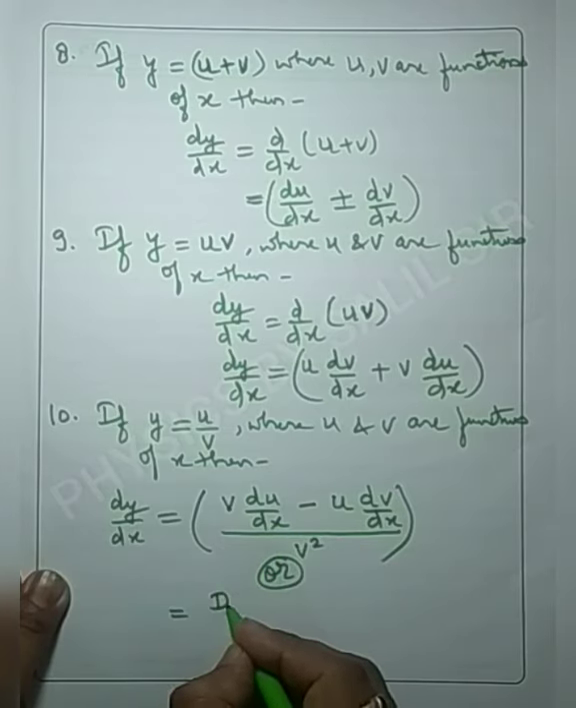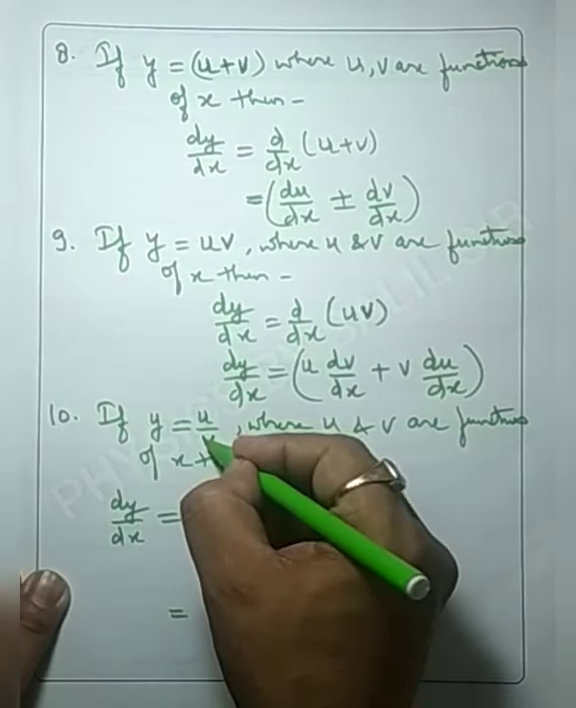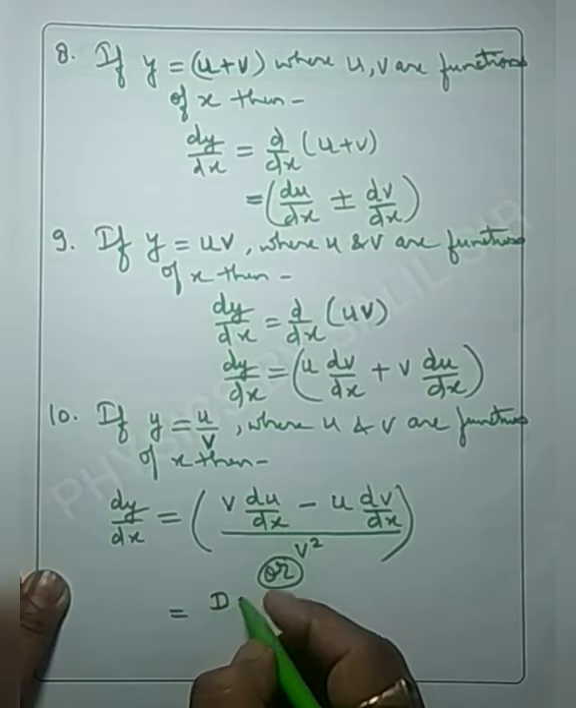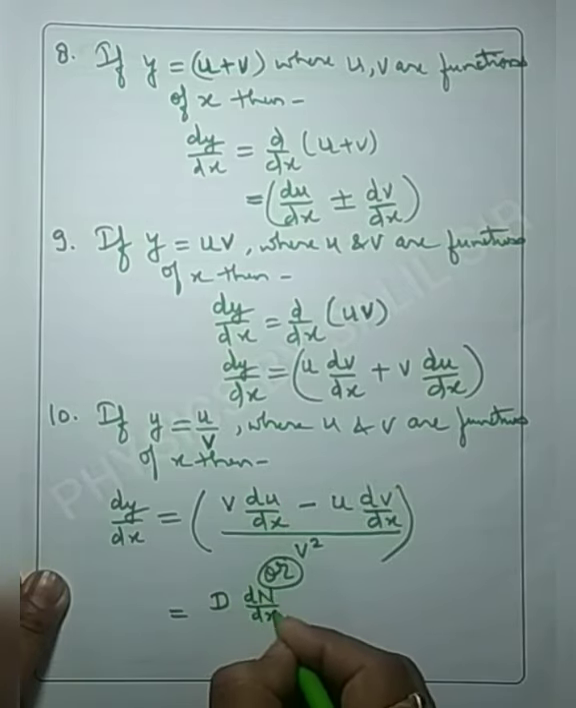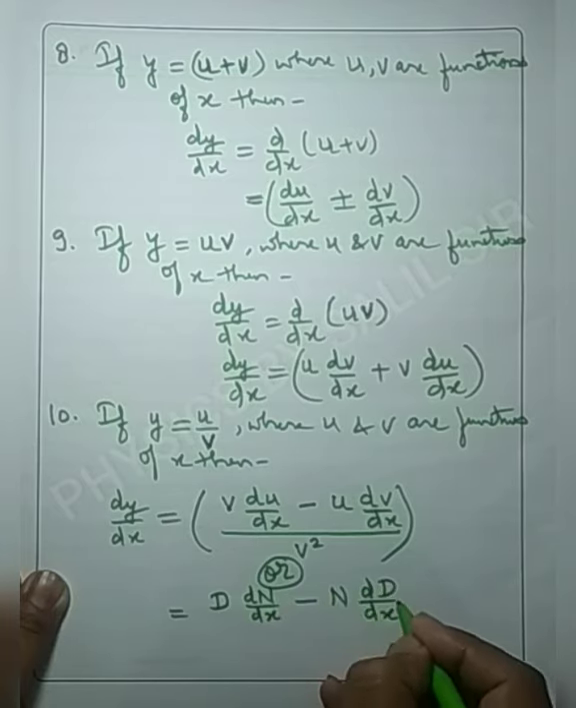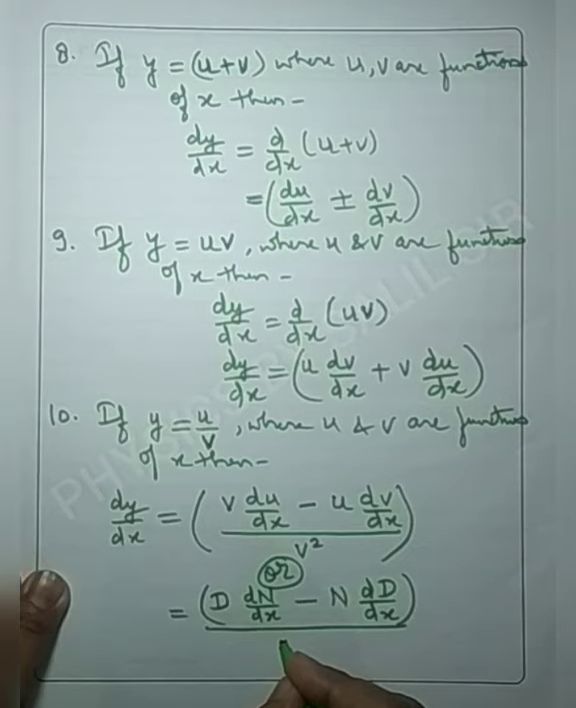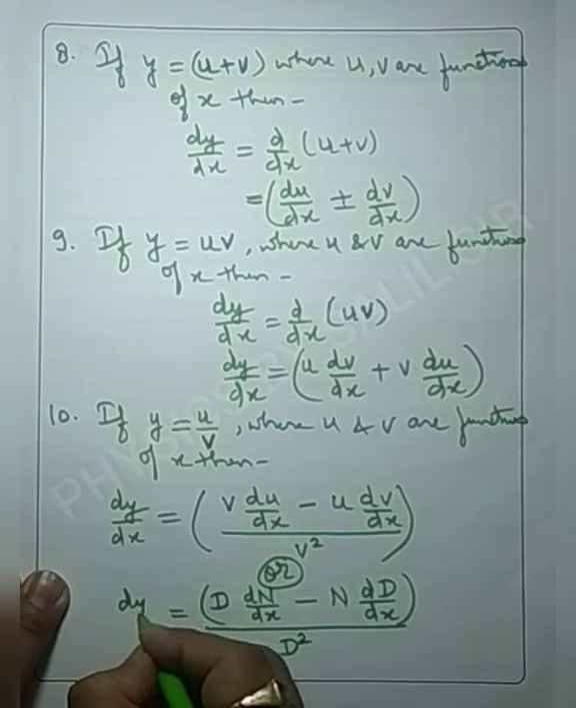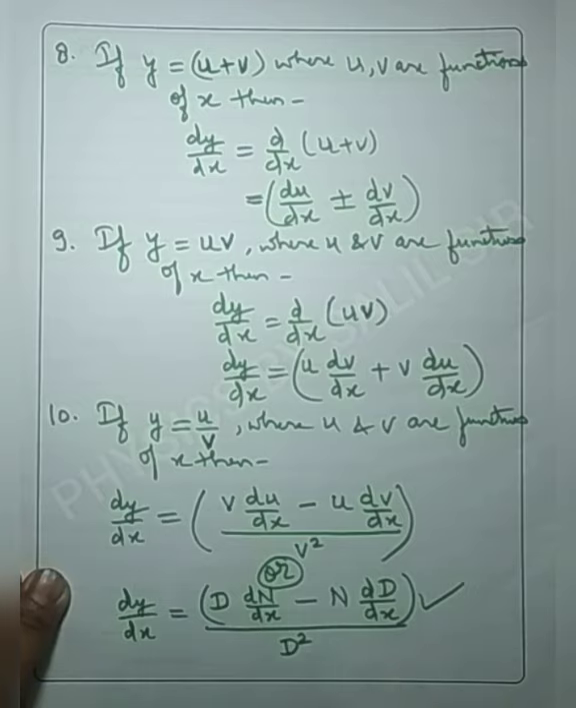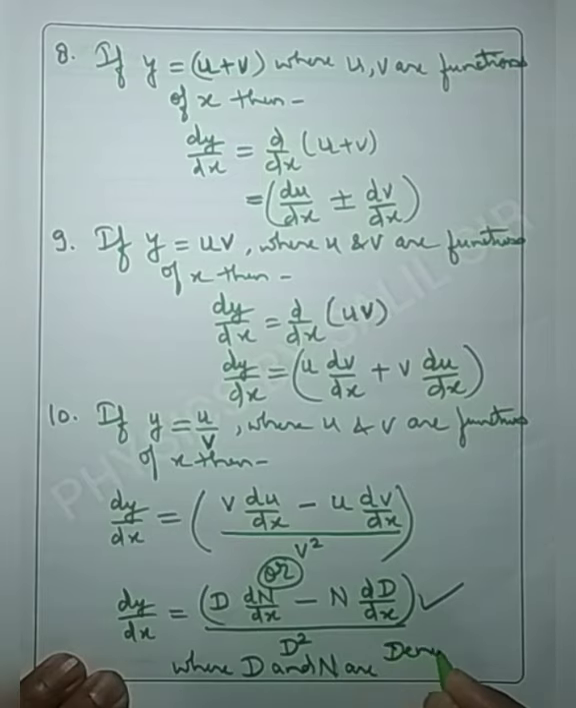If the denominator is represented by capital D, or in reality the denominator is v, so in place of v we can write d, dn upon dx, where n is the numerator, minus n dd upon dx, where d is the denominator, all upon v, the denominator squared. So you have to remember it in this form, it will be easy to remember. Write down where d and n are denominator and numerator.